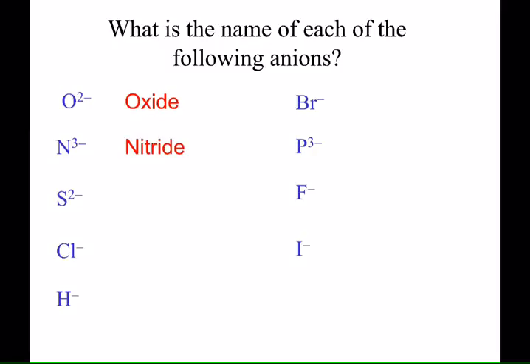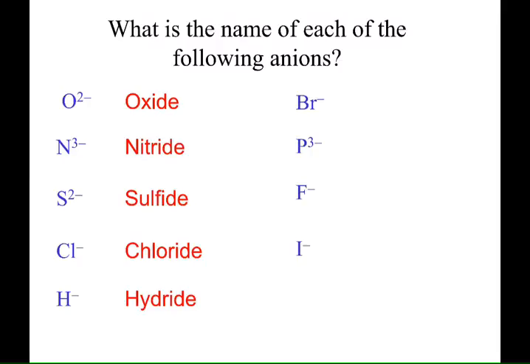And you're going to hear me emphasize the "ide" because we have some other polyatomic ions that end in ITE. And I want to emphasize the D instead of a T. So it's IDE. So sulfur would be sulfide. Chlorine would be, like we know, sodium chloride. Hydrogen would be hydride. Bromine would be bromide.